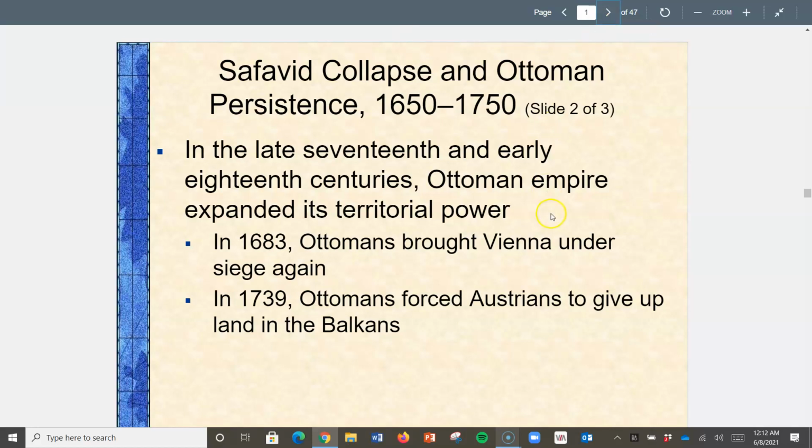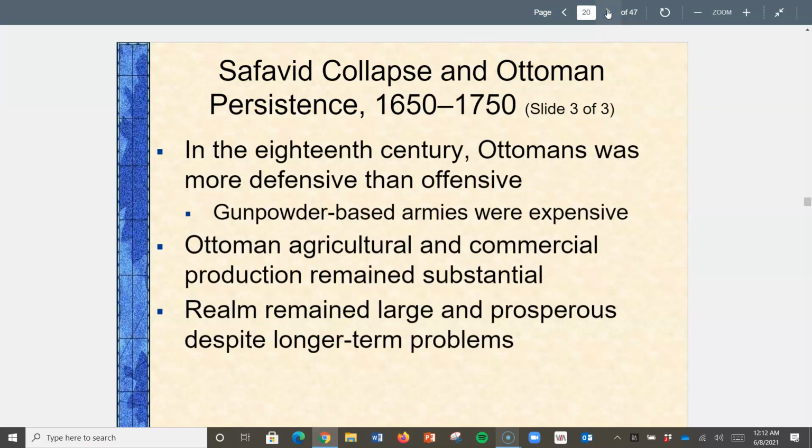The Ottomans tried to attack Vienna again and failed. Okay, and even though they forced Austria to give up some of the land in the Balkans, the Ottoman Empire is never going to be able to hold that. They become more defensive, they will sink back, and eventually they're going to suffer. Now, for a while, they will do okay.